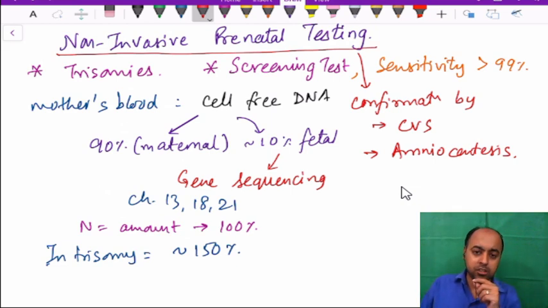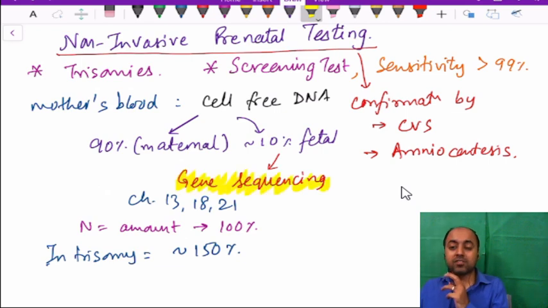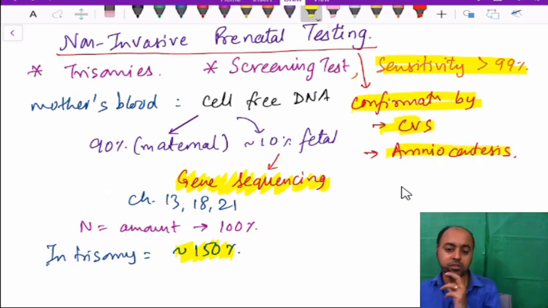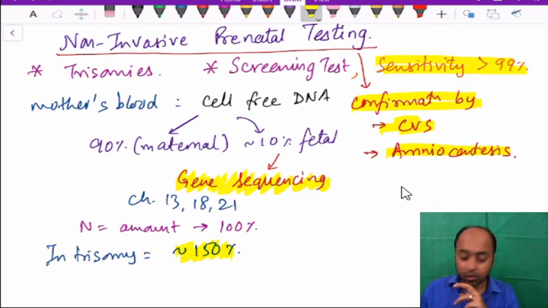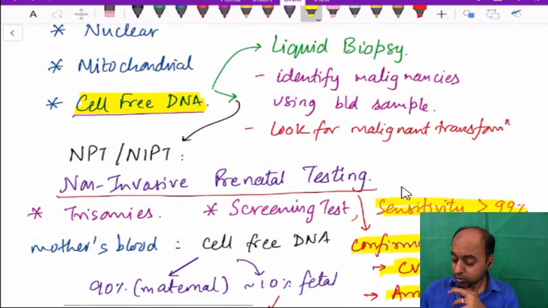The NIPT uses the cell-free DNA of the fetus in the mother's blood. It uses the technique of gene sequencing. In a positive sample, we will have approximately 150% of a given gene from one of the three chromosomes. Sensitivity is very high, greater than 99%, but confirmation must be done, either by chorionic villus sampling or the amniocentesis. So this is about the cell-free DNA.